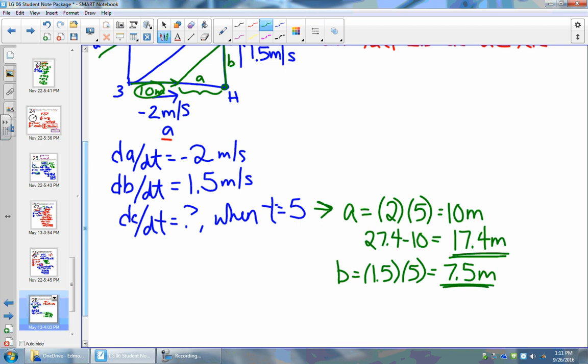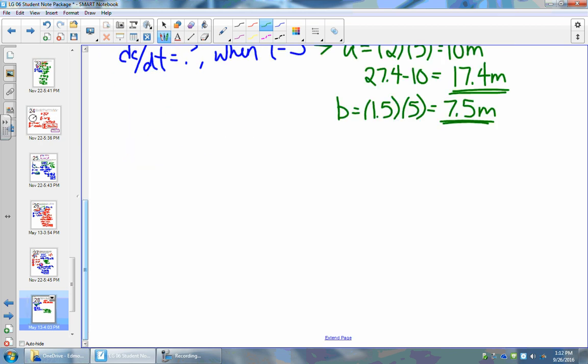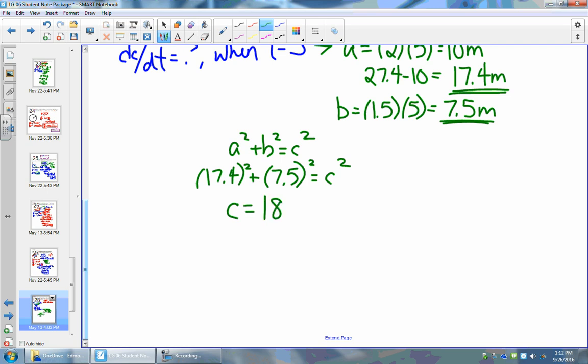With the C, we don't exactly have a speed for it yet, but remember guys, Pythagorean theorem is there for us. So let's use Pythagorean theorem in order to solve for C. So A squared plus B squared is equal to C squared. I've got 17.4 squared plus 7.5 squared is equal to C squared. You guys are more than capable of doing that yourselves, so I'm just going to give you the answer that you can check. 18.95 meters. So now we've got A, B, and C.